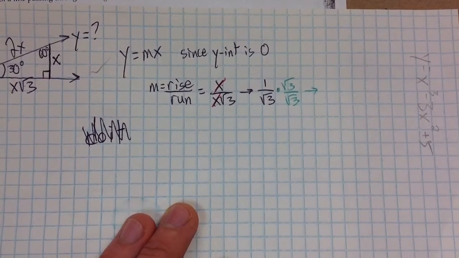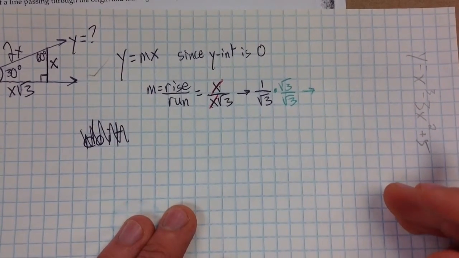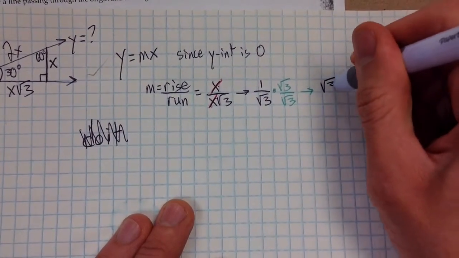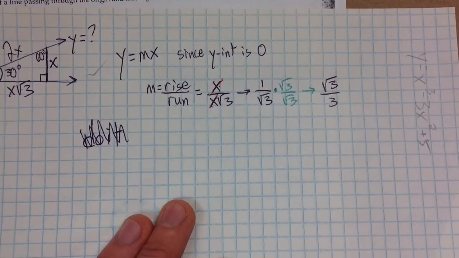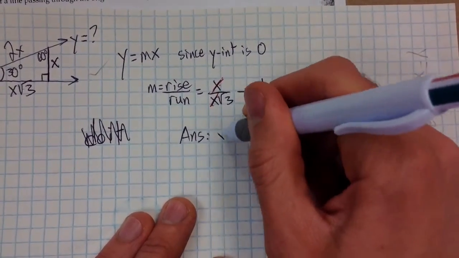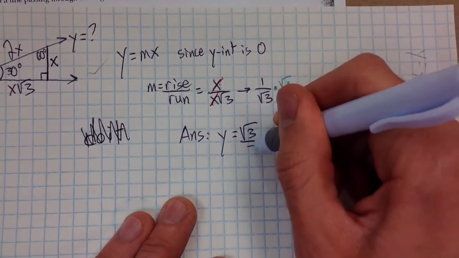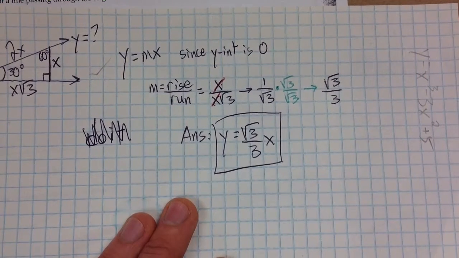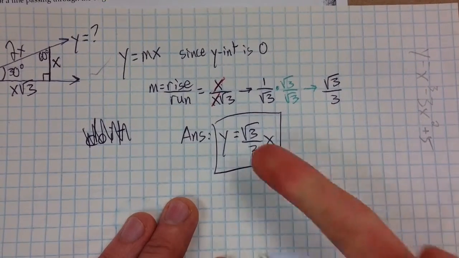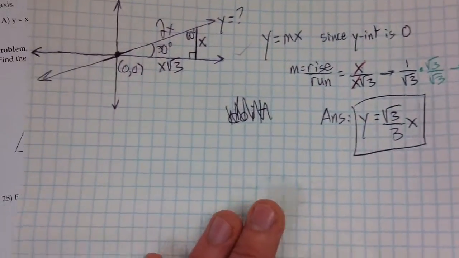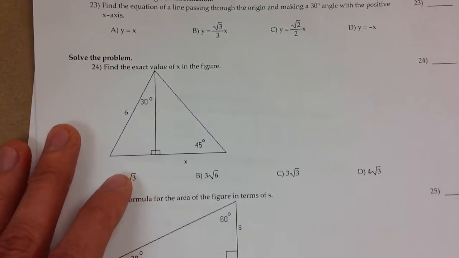So what do you get when you do that top and bottom thing? Root 3 over 3. That's the slope. So now we're at our answer. y equals root 3 over 3 x. So we're using your knowledge of 30, 60, 90 triangles and your knowledge of lines, combining them to get an answer. Any questions on 23?